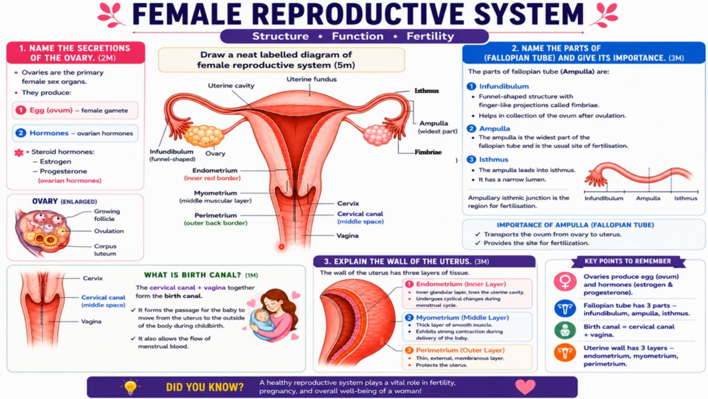The lower narrow part of the uterus is called the cervix. The space inside the cervix is called the cervical canal. The cervical canal plus the vagina together is called the birth canal, which is essential for the passage of childbirth and allows menstrual flow.